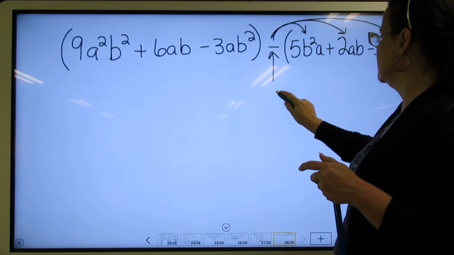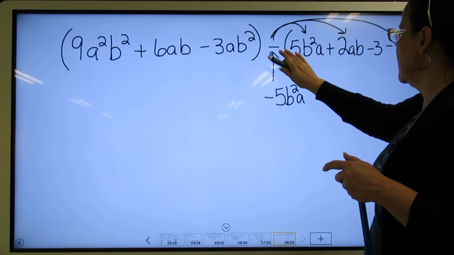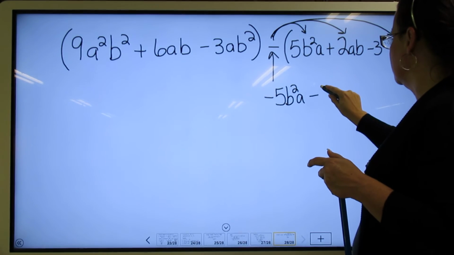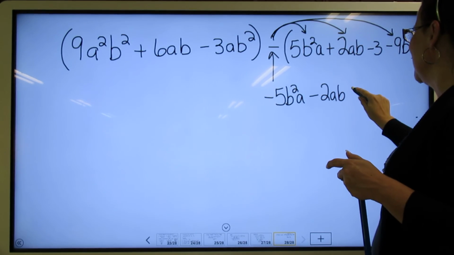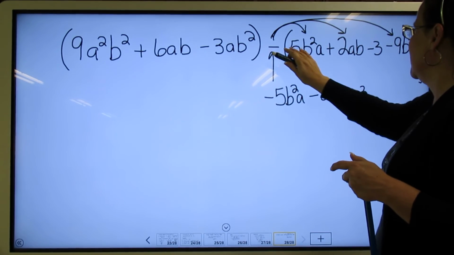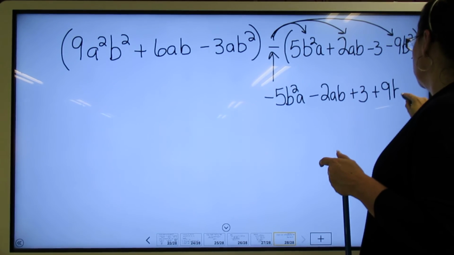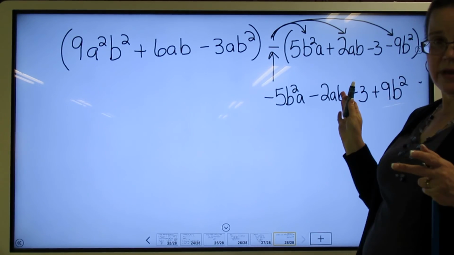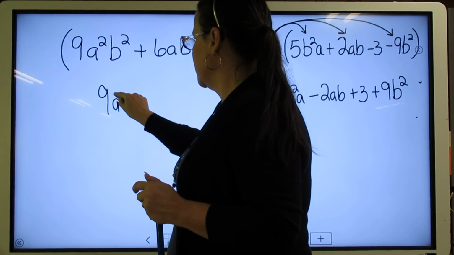Negative times a positive is a negative 5b squared a. Negative times a positive is a negative 2ab. Negative times a negative 3 is a positive 3. And negative times a negative 9b squared is a positive 9b squared. So, okay, what do you do with this? You bring it all down.